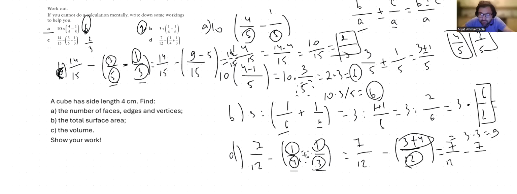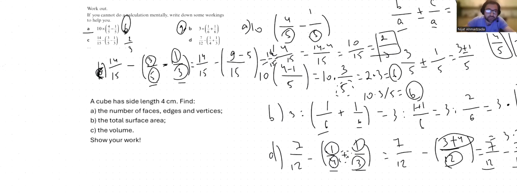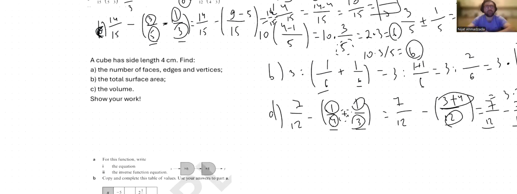So then we will have 7 over 12 minus 3 plus 4, which is 7. The denominator was 12. So 7 over 12 minus 7 over 12. We are subtracting the same thing from itself, or we can think that the denominator is the same. So 7 minus 7 is 0, and 0 over something is always 0. So the answer is 0. That's it. The next question.